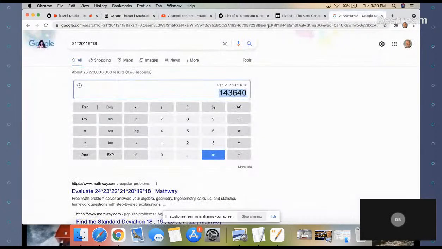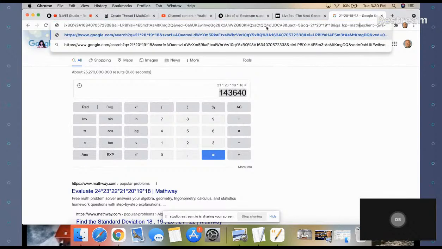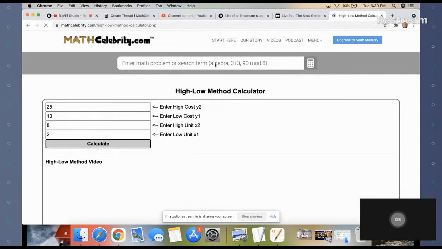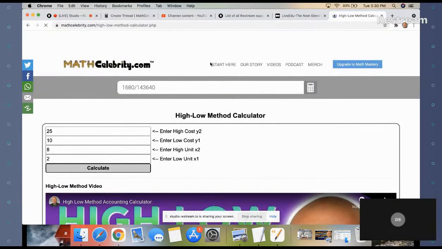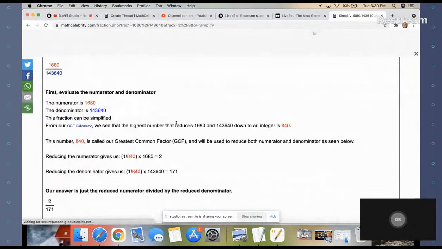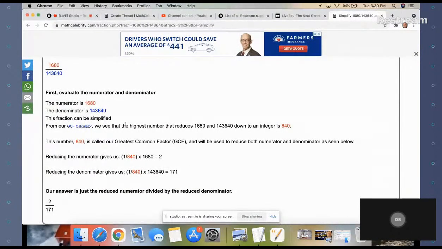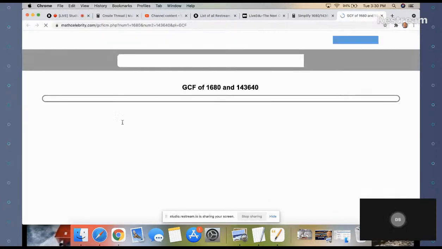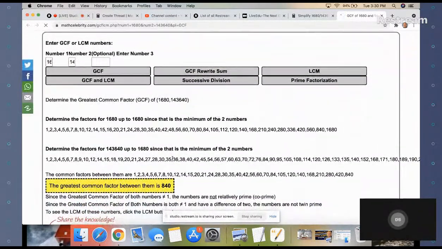Because you're guaranteed your class is going to ask you about getting an answer in simplest form. So let's do this. Type in that fraction. We're going to click simplify. Can we simplify it? And great news, we can. These two numbers, 1680 and 143640, numerator and denominator, have a greatest common factor of 840. So if you click this, you can see how we get that number.